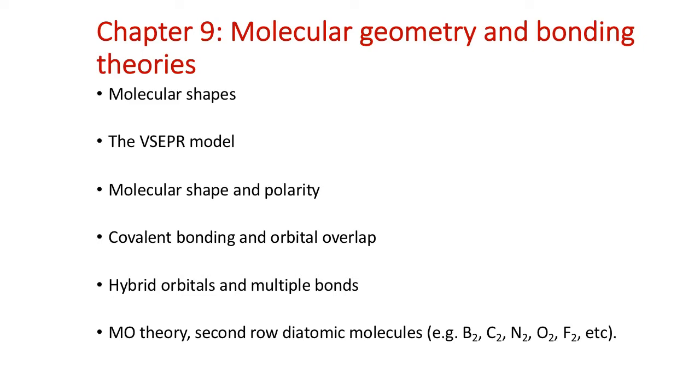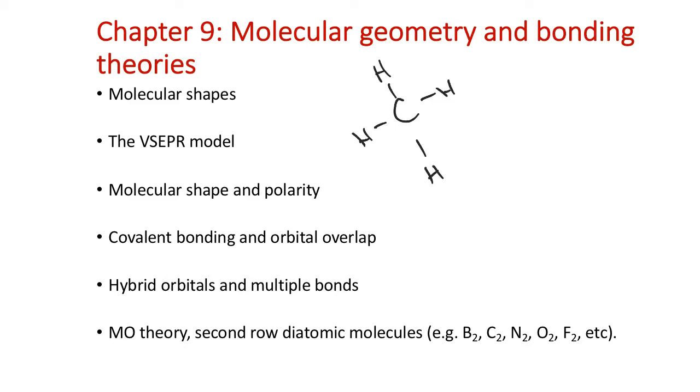Chapter 9 deals with the topics of molecular geometry and some bonding theories. In this chapter we'll talk about molecular shapes. What we'll try to do is figure out how we go from something like a Lewis structure. Let's say we're looking at the Lewis structure of methane, and we've identified that methane has 4 single bonds.